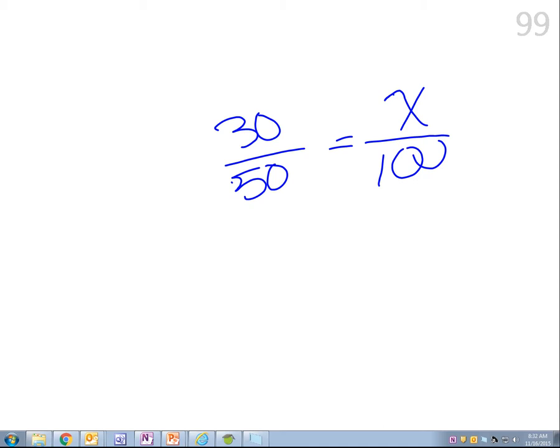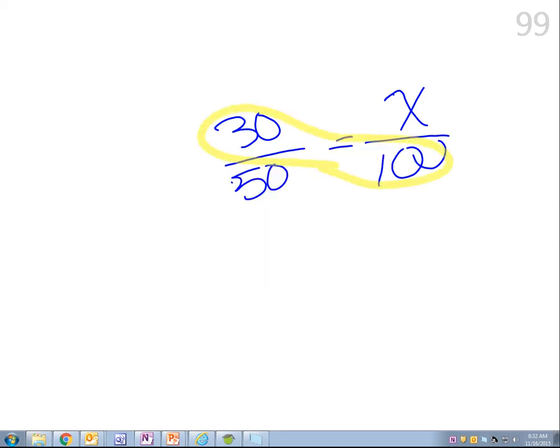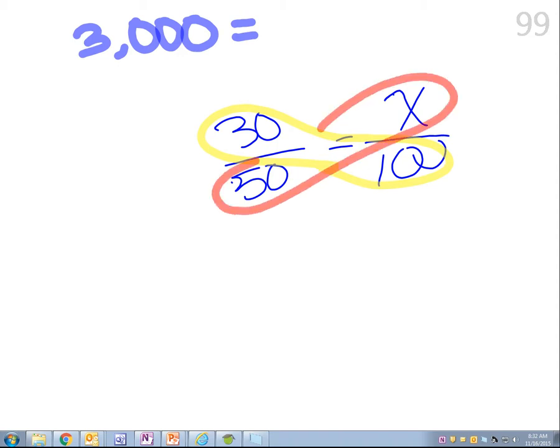$30 over 50. So I'm going to do 30 times 100. You should be able to do that just off the top. 3,000. That's fine. 3,000 equals, and what is 50 times x? Yeah, 50x. Now I'm going to divide.